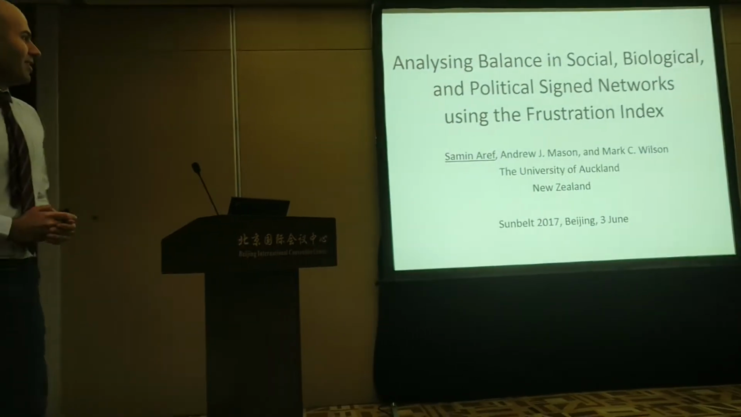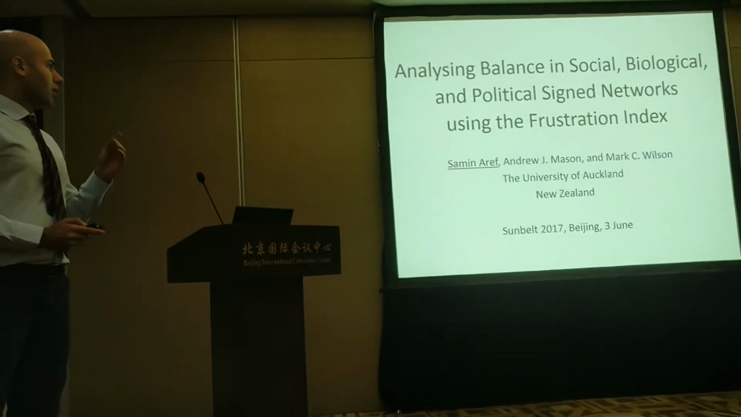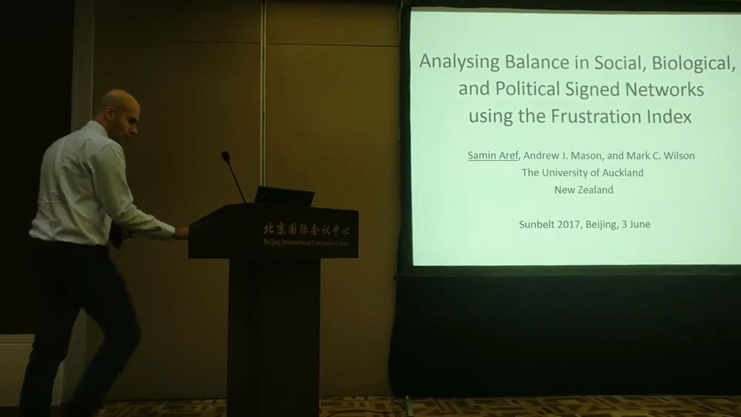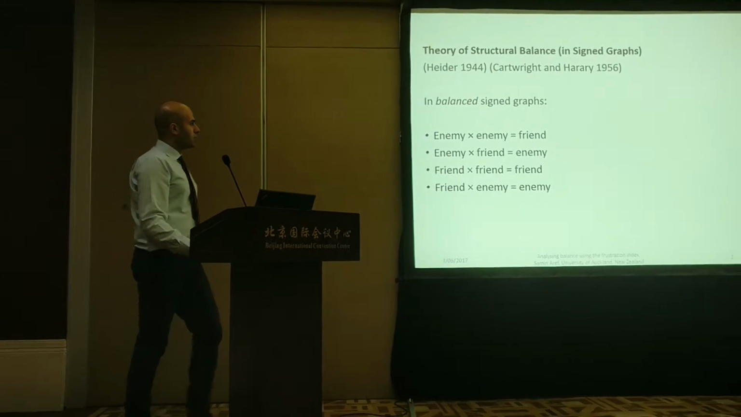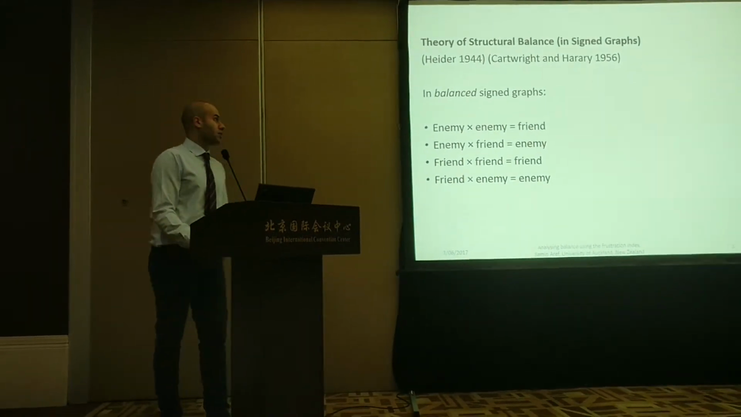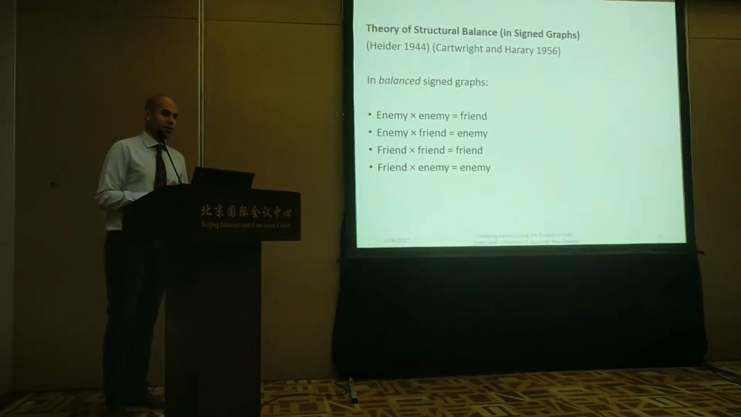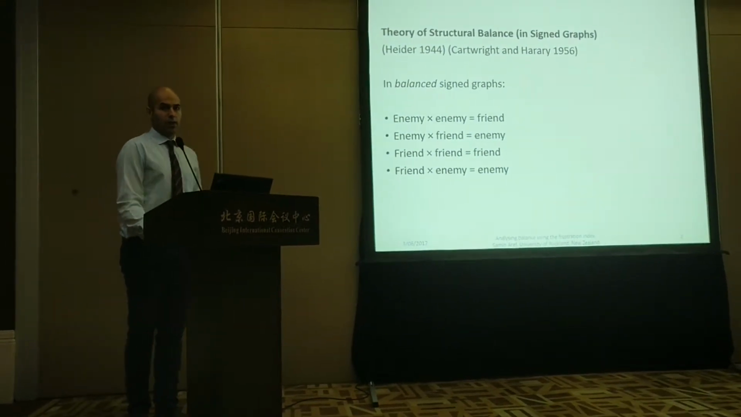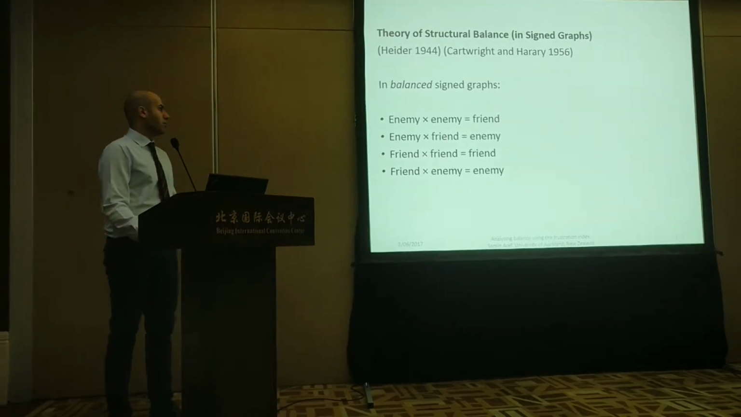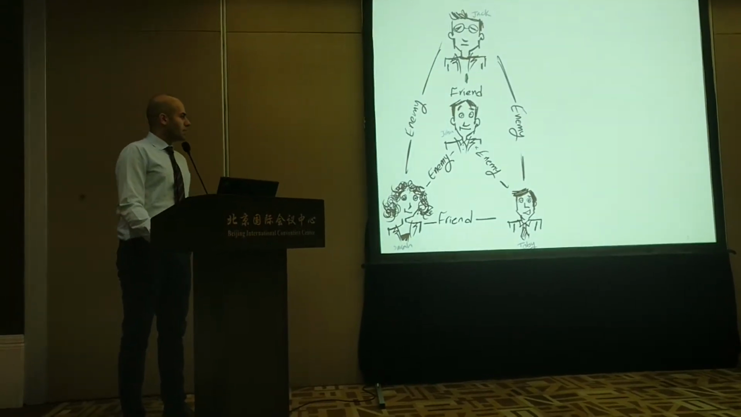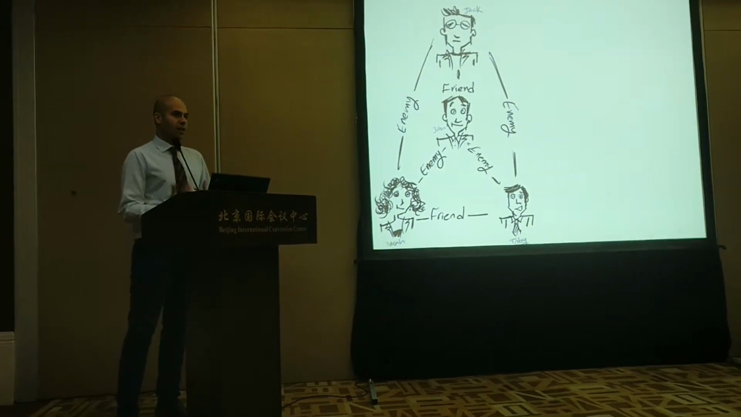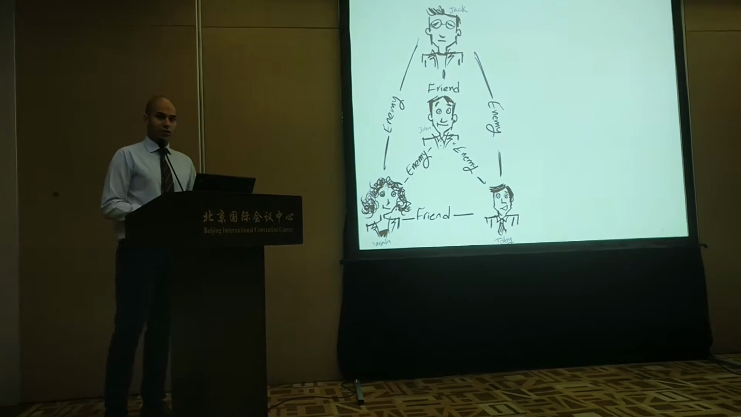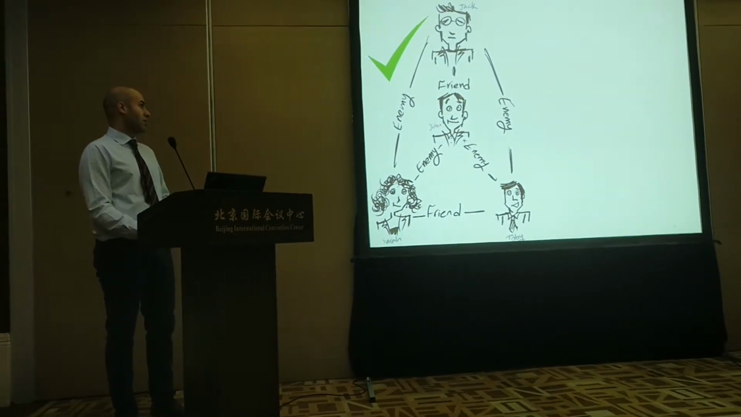In this talk, I've been working on sign networks. As you know, based on the theory of structural balance, when we have these four conditions in a sign network, it's called a balanced sign network, or a balanced graph for our purposes. In this example, we can see that enemy of an enemy is always a friend, friend of a friend is always a friend, and the other two conditions are also satisfied. Therefore, this graph is balanced.